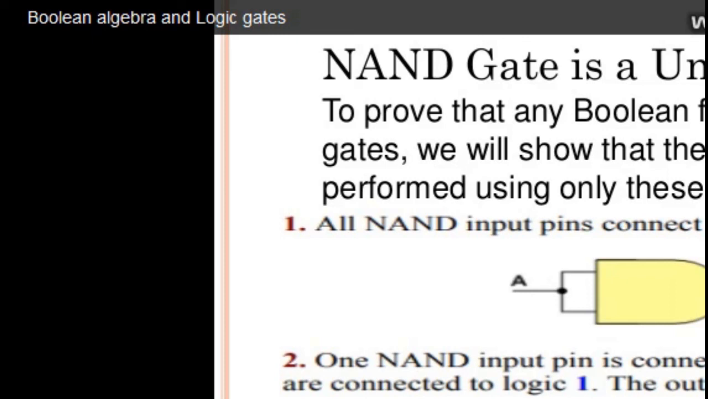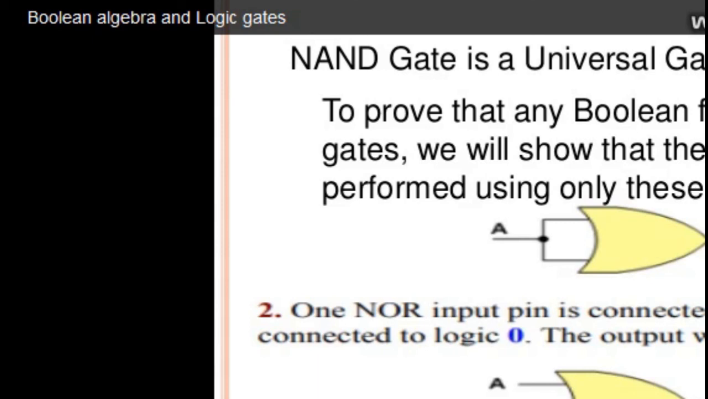NAND gate is a universal gate. To prove that any Boolean function can be implemented using only NOR gates, we will show that the AND, OR and NOT operators can be performed using these gates. In the same way, you have to see these logic gates.